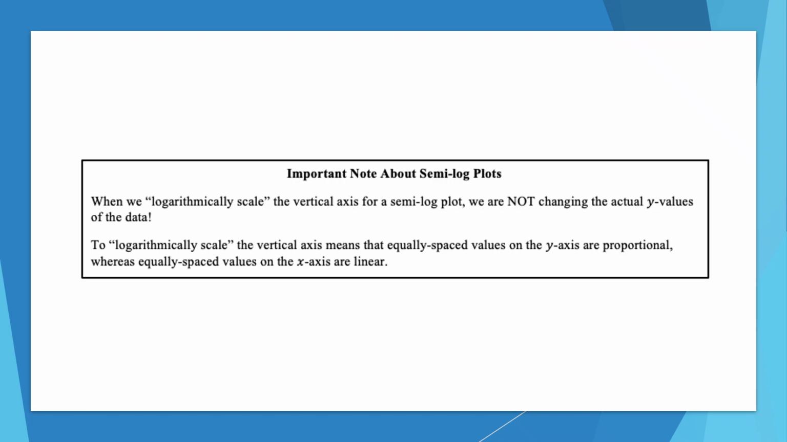Important note about semi-log plots. When we logarithmically scale the vertical axis, we are not changing the actual data points, not even the y values. And so to logarithmically scale the vertical axis just means that here, for a regular graph, right, the x values are equally spaced, right, like +1, +1, and then the y values are also equally spaced on a normal graph. So we'll just say this is normal, and then we'll look at a semi-log plot.